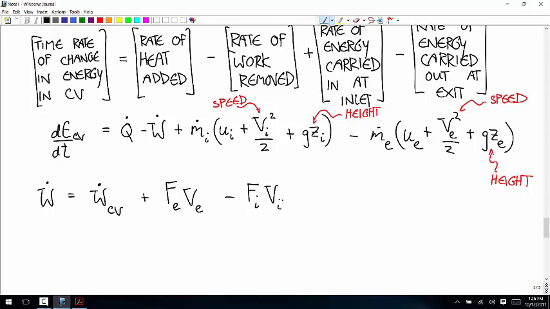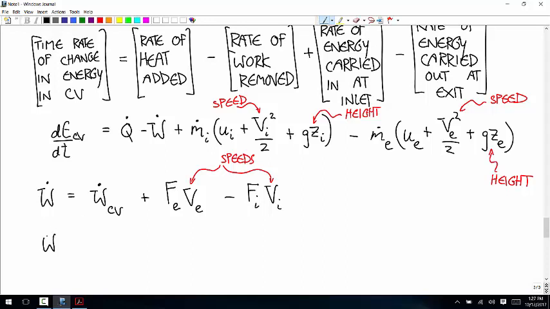And now we can make one more substitution. These are both speeds. And that's the formula that you've seen for power before. Power is the force dotted with the velocity vector.